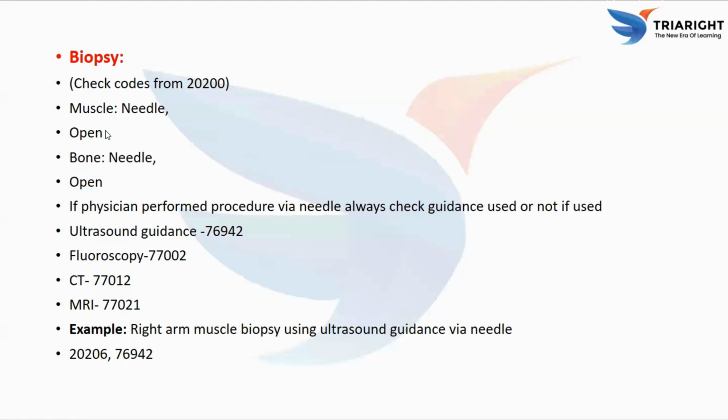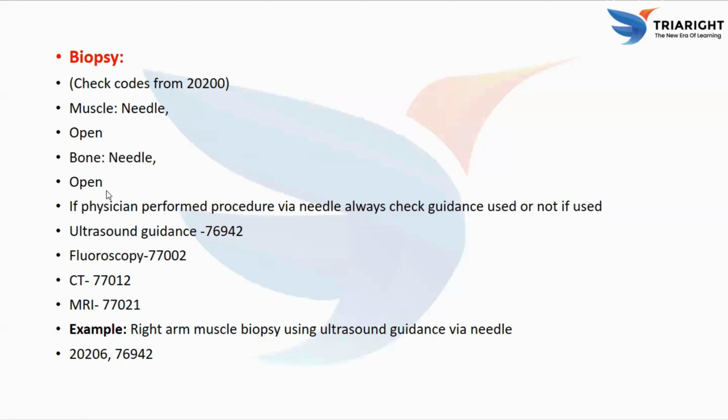Muscle biopsy and bone biopsy. In muscle biopsy, we have two methods: needle muscle biopsy and open muscle biopsy. In needle biopsy, it's a small incision. A needle is used to obtain the tissue and it's less invasive compared to open muscle biopsy. For example, the code is 20,206 for needle biopsy of the muscle. In open muscle biopsy, there is a surgical incision, direct visualization, and more tissue is obtained. Open biopsy codes have higher complexity than the needle biopsy.